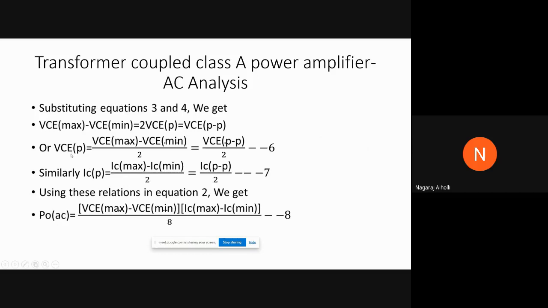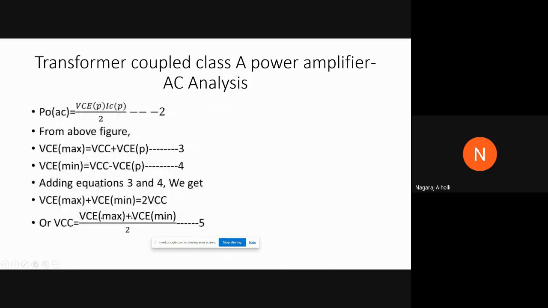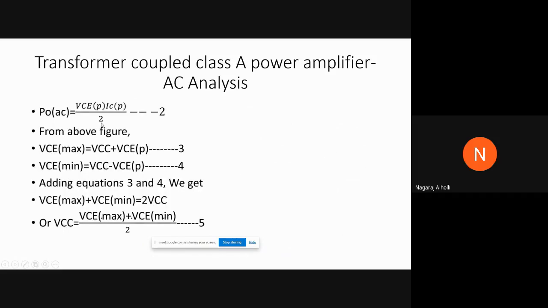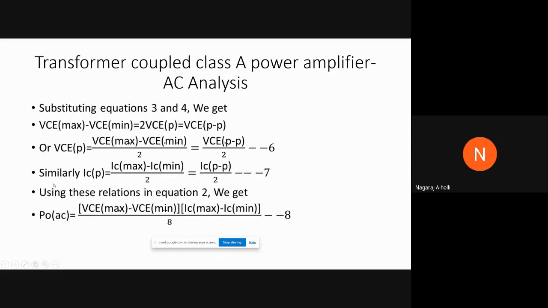If we substitute these two equations, VCE peak and IC peak, in equation 2 here, we get P naught AC is equal to VCE peak into IC peak by 2. Now let us substitute VCE peak and IC peak. Therefore, we will be getting P naught AC is equal to VCE max minus VCE min by 2 into IC max minus IC min by 2. Therefore, in the denominator we have 2 into 2, that is 4, and there is already a 2 in the denominator here. So 4 into 2 will give us 8 in the denominator. Therefore, P naught AC will be equal to VCE max minus VCE min into IC max minus IC min, the whole divided by 8. Take it as equation number 8.